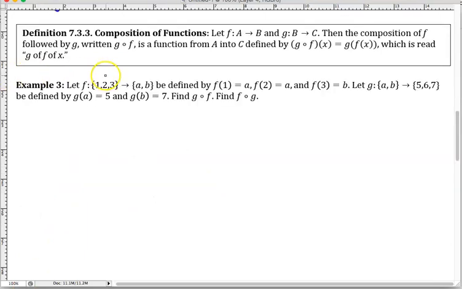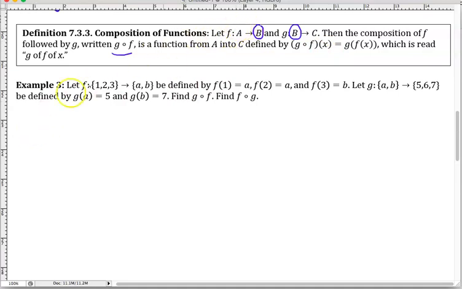Now let's define another operation between functions called the composition of functions. So f is a function from A to B, and g is a function from B to C. And this is important: to compose two functions, the codomain of the first function has to be equal to the domain of the second one. So the composition of f followed by g is written g of f. Notice the reverse of order. So it's a function from A to C defined by g of f of x. Okay, so basically plugging the f function into the g function.